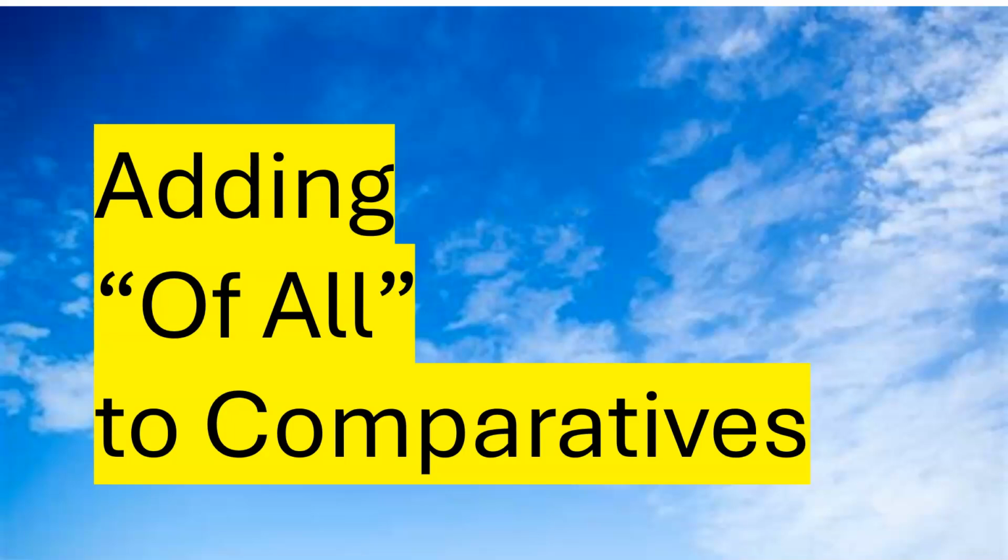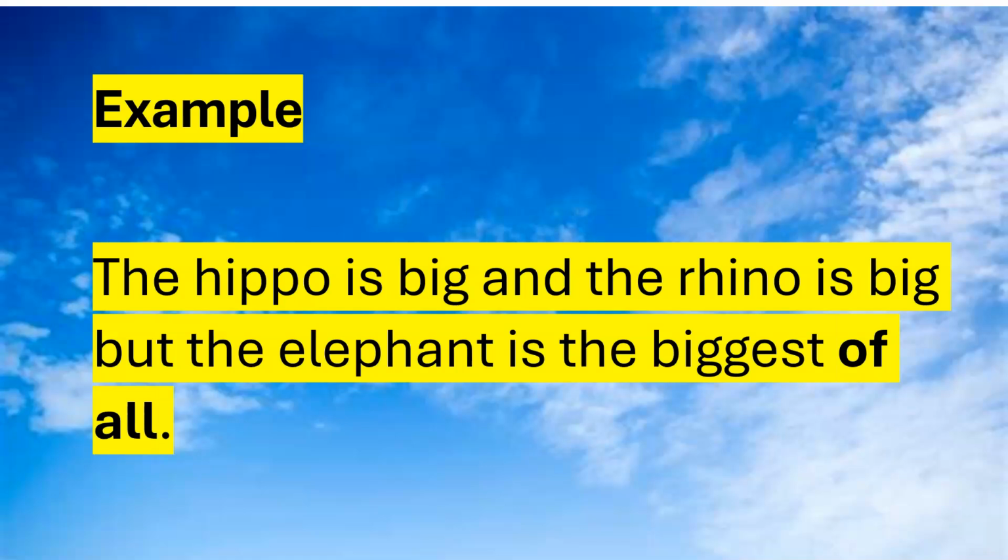Hello and welcome to today's topic, which is adding "of all" to comparatives. And just to be clear what we are talking about, here's an example. The hippo is big and the rhino is big, but the elephant is the biggest of all.